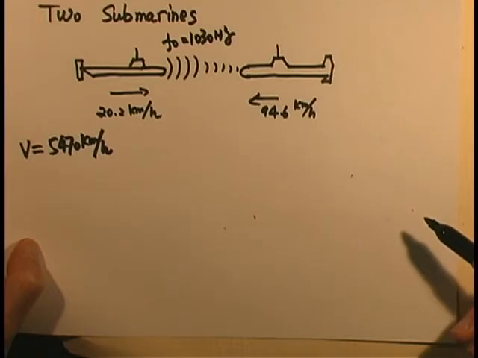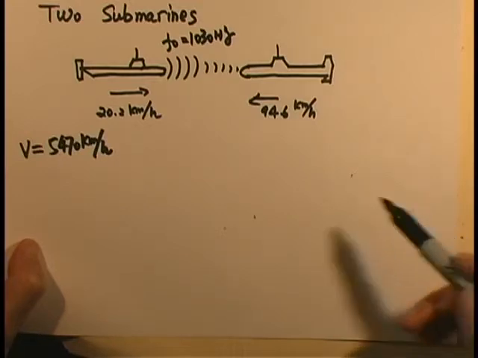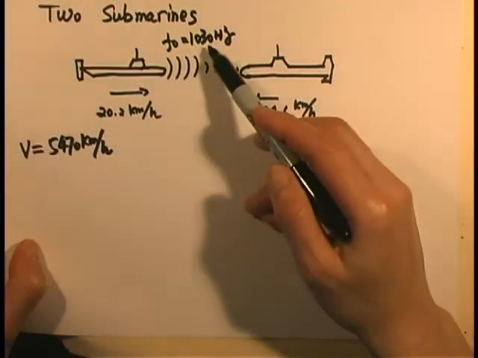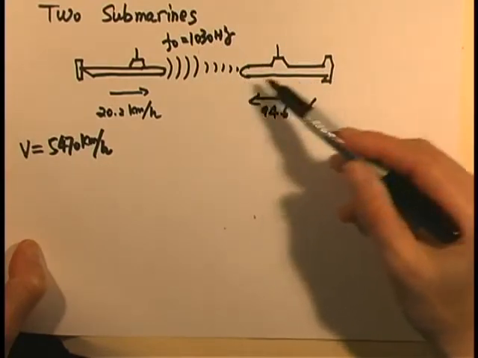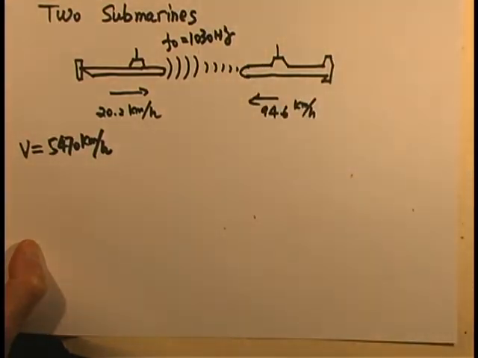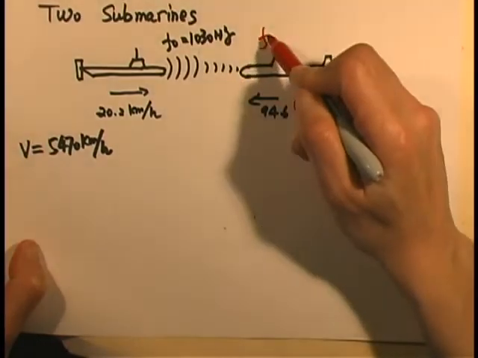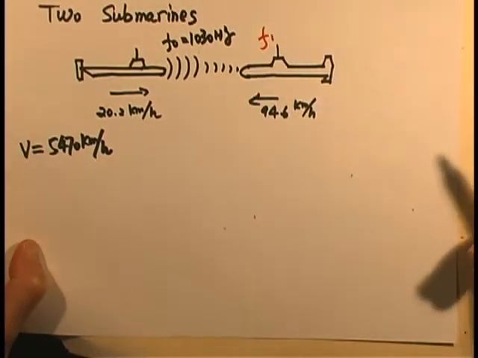Question number 1. What is the frequency received by the second submarine? The first one sent out a frequency of 1030, and it will be picked up by the second one. Assume the frequency picked up by the second one is f1, then what is that frequency?